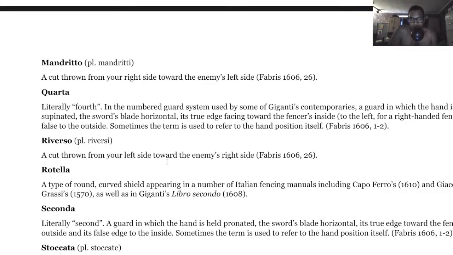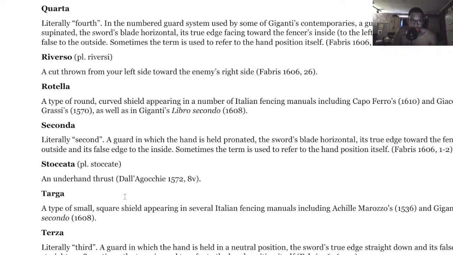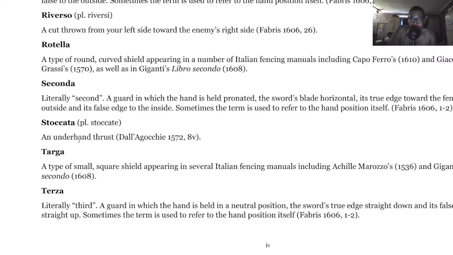Riverso, a cut thrown from your left side to your enemy's right side. Rotella, a type of round curved shield appearing in a number of Italian fencing manuals, including Capoferro's and Giacomo di Grazzi's. Seconda, literally second, a guard in which the hand is held pronated, the sword blade horizontal, its true edge towards the fencer's outside and the false edge to the inside. Stoccata, an underhand thrust.